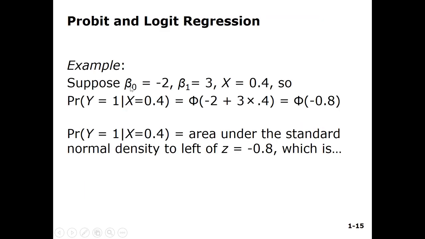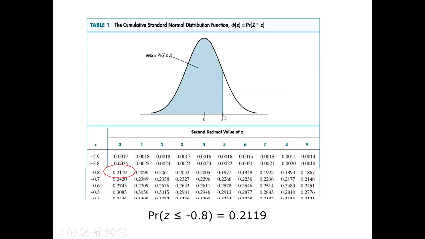Suppose that beta 0, which is the intercept, is minus 2, beta 1 is 3, and x is 0.4. When you calculate using the probit model, the predicted probability, in other words the probability that y takes a value 1 given x of 0.4, is F, being the cumulative standard normal distribution, as a function of minus 2 plus 3 times 0.4. So that's actually F evaluated at the z value of minus 0.8. This whole expression here is a z score, essentially we are estimating the z score. So the cumulative distribution function evaluated at minus 0.8 is an example here.